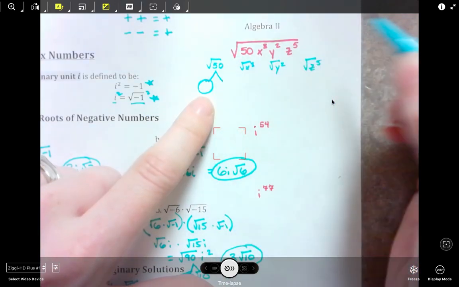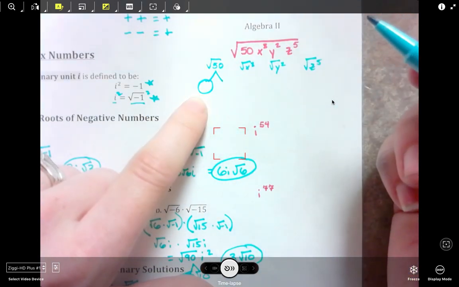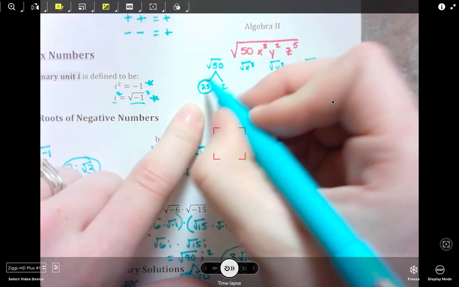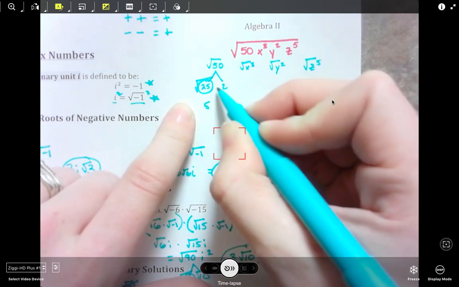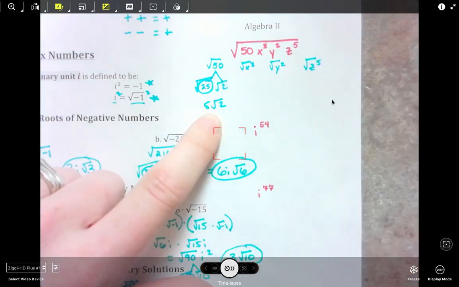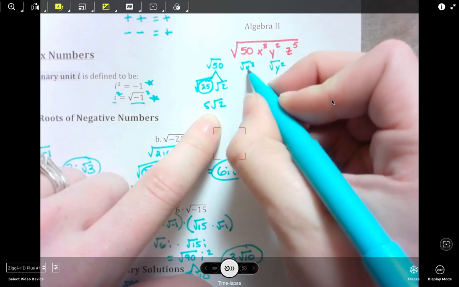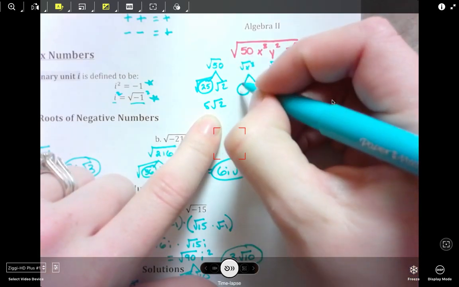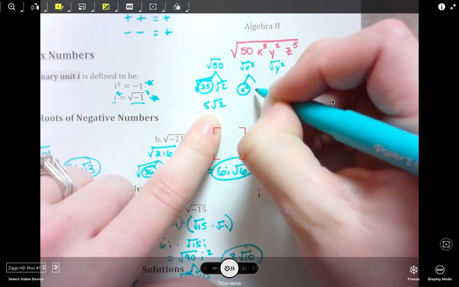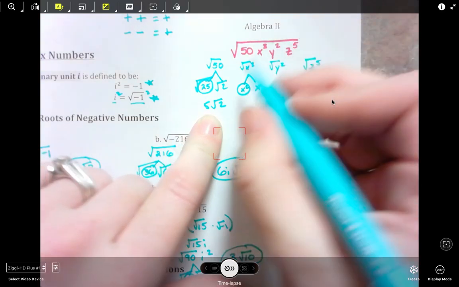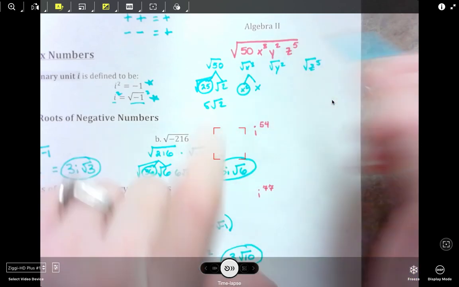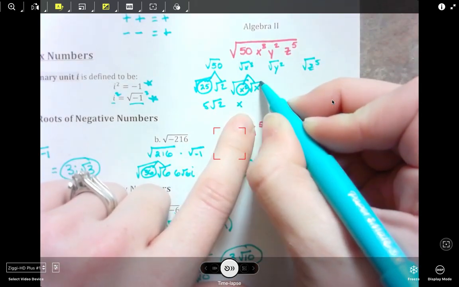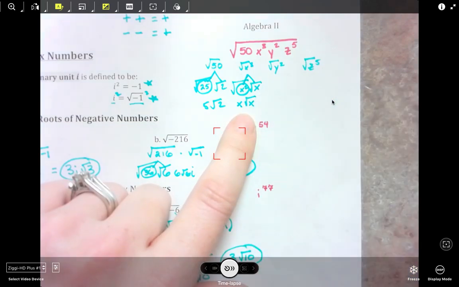50, you break down. So what goes into 50 that you can take the perfect square root of? And that is 25 and 2, okay? If you take the square root of 25, it's 5. If you take the square root of 2, it doesn't come out nicely. So it's 5 square roots of 2. Now, x to the 3rd power, what goes into x to the 3rd that you can take the perfect square root of? It's x to the 2nd power, and there's just one x. x squared and x make x to the 3rd power. The square root of x squared is x. The square root of x doesn't come out nicely, so you leave it.